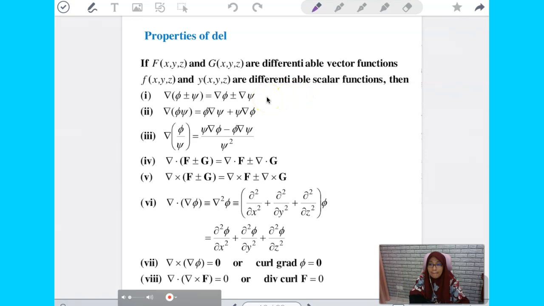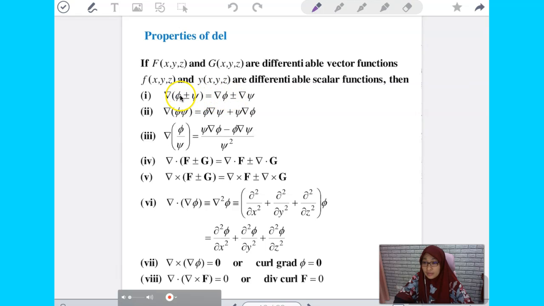Property of del. Okay, let's say we are given the vector functions F and G. This one should be bold because it is a vector, right? So the capital F and capital G are vector functions. Small f and g are scalar functions. Then we have phi and psi, where phi and psi are constant, which is scalar.